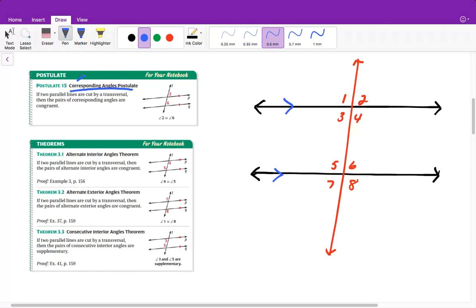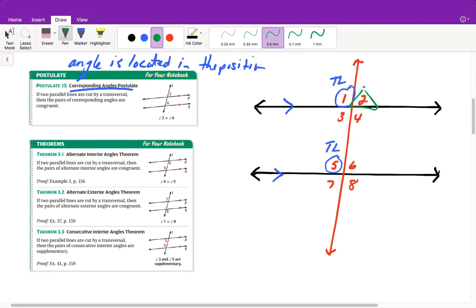So what it means to be corresponding is it means that the angle is located in the same position. So one of the ways I used to teach this in the past is when you look here, this angle 1 corresponds with this angle 5 because they're both in the same position. When this transversal intersects the two parallel lines, this was both located in the top left of our intersection, top left. And this one, angle 2, is also corresponding to angle 6 because that is top right. And top right, they're in the same position.